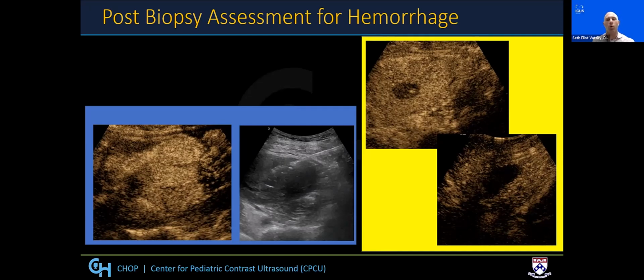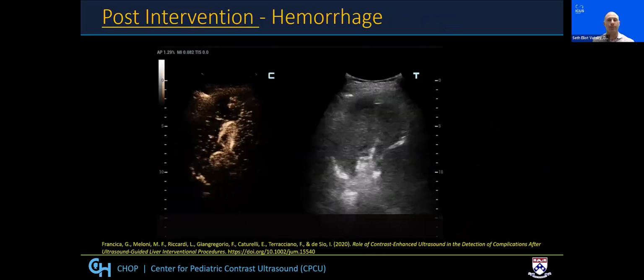We performed cores from several areas of the lesion because we were concerned about sampling error. On the post-biopsy contrast injection, shown in the yellow box, we can see intralesional hemorrhage, but no evidence of contrast enhancement or spillage following the biopsy. This gave us increased confidence for post-biopsy management, and we were able to discharge the patient home after a 6-hour observation period, avoiding a potentially complicated admission.